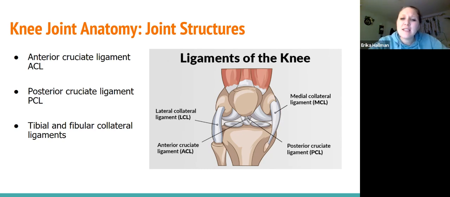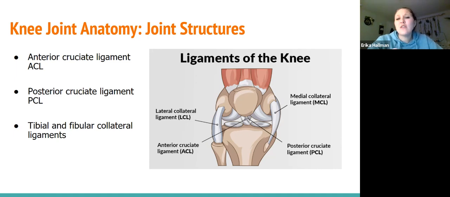And then we're going to have the ACL and the PCL. And these are probably the ligaments you've heard about before. These are inside of the knee. They are between the tibia and the femur, and they are going to fit into the groove between the condyles of the femur. The ACL and the PCL, which are the anterior and posterior cruciate ligament, those are going to be in charge of making sure that the femur and the tibia stay aligned when that knee is weight bearing.